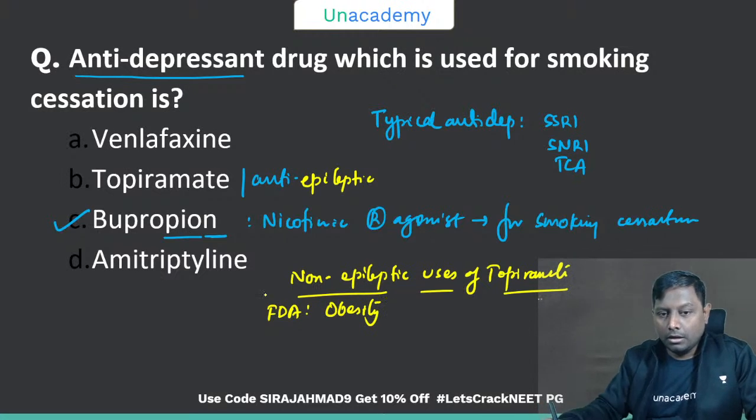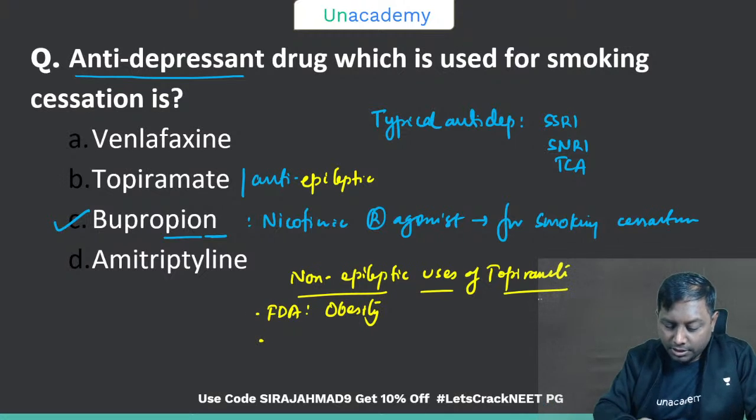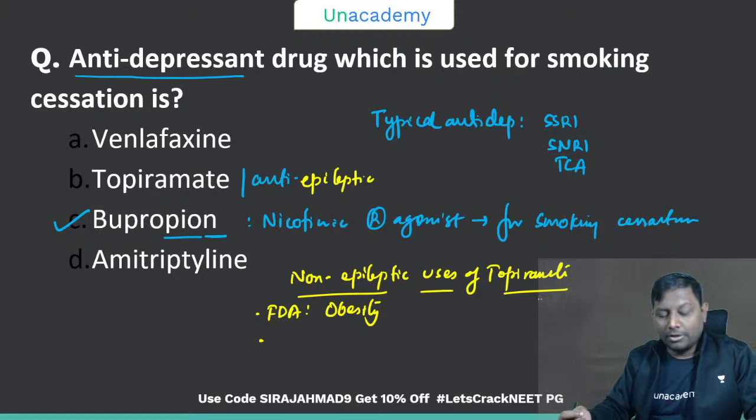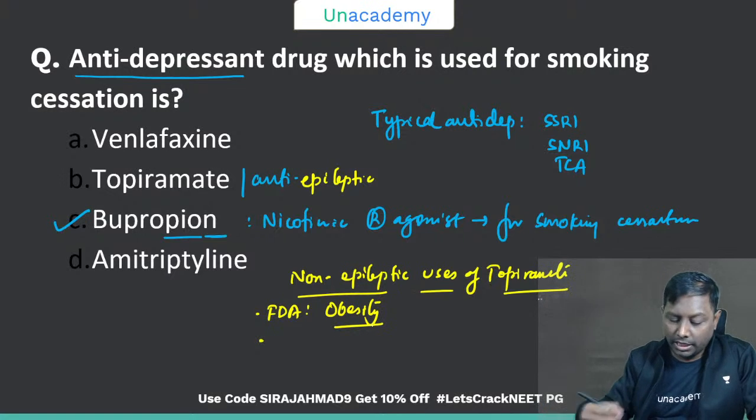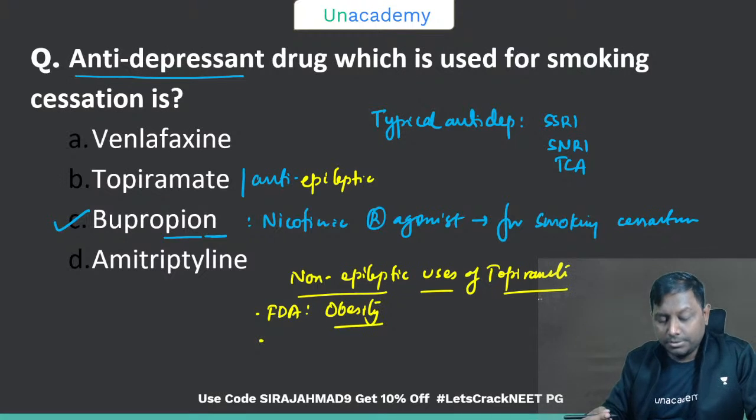What are the other non-epileptic uses of topiramate? Can any one of you tell me? If you have been reading pharmacology since the beginning, I think I have taught you this topic multiple times. One non-epileptic use of topiramate is obesity, because one of the side effects of topiramate is weight loss. What are the others, apart from obesity? Other than this, what else?